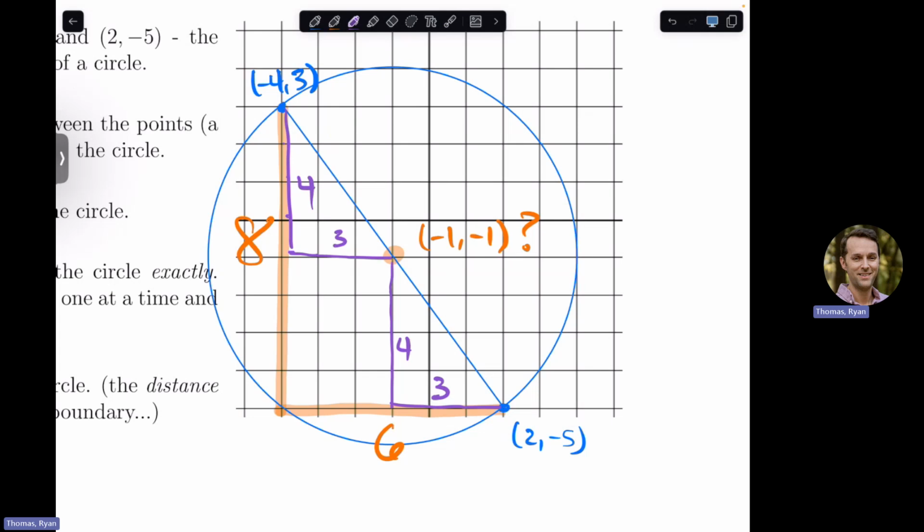All right, look at just one coordinate at a time. From -4, I go over 3. Okay, -3, -2, -1. Then over another 3, 0, 1, 2. Okay, yeah, so it's really -1, -1.